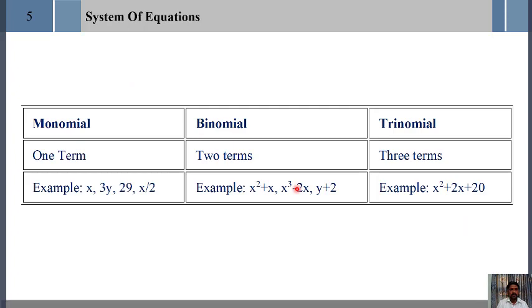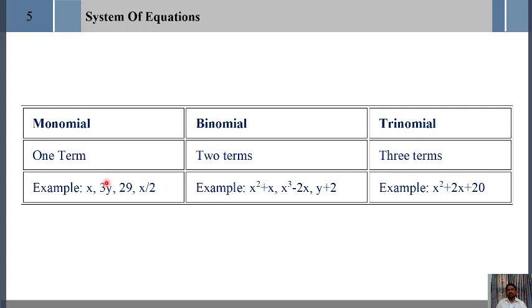For example, a monomial consists of only one term. For example, x, 3y, 29. This 29, don't consider this 29 as a constant. 29 into x to the power 0 is there. So x power 0 becomes 1. So there also variable x exists with degree 0. And x divided by 2. These are all examples of monomial.